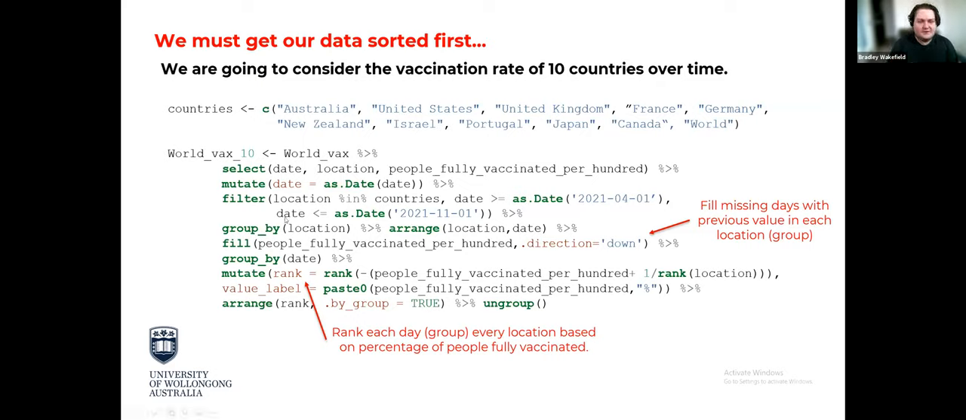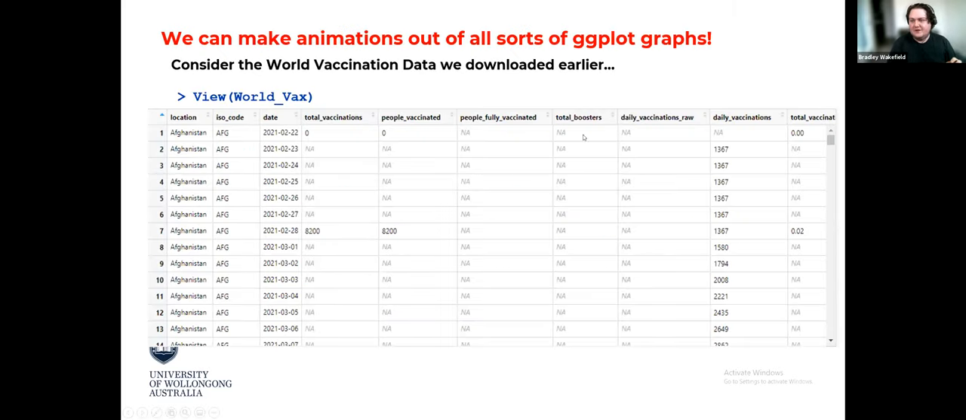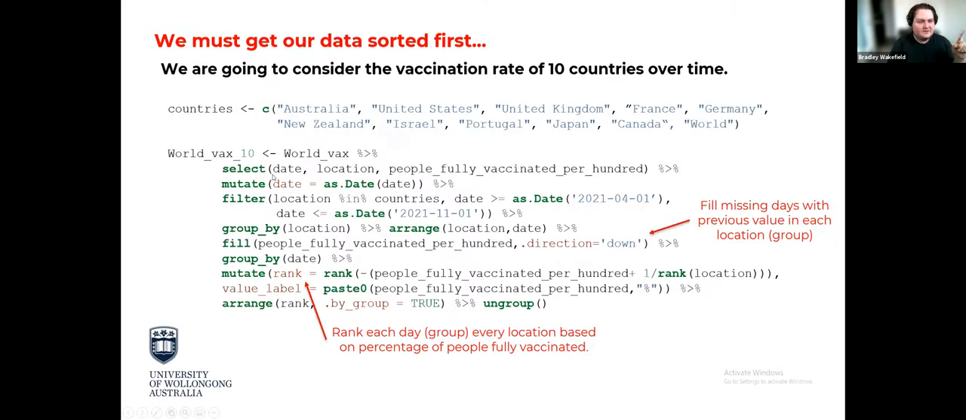So the first thing I'm going to do is drop all those other columns here. There are lots of other columns we don't need. So I'm going to only select the columns I'm interested in, which is the date, location, which is which country, and how many people were fully vaccinated per 100. I'm going to make sure R knows that the date I'm using is a date, so I'm going to format it as a date.